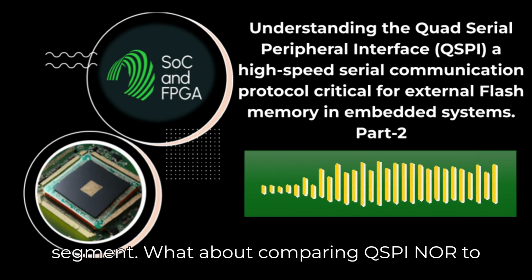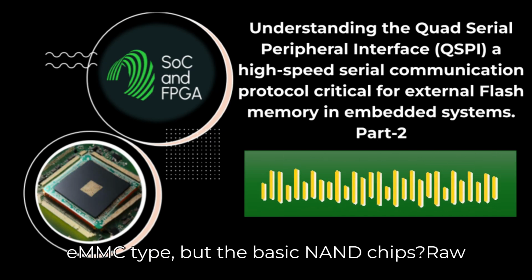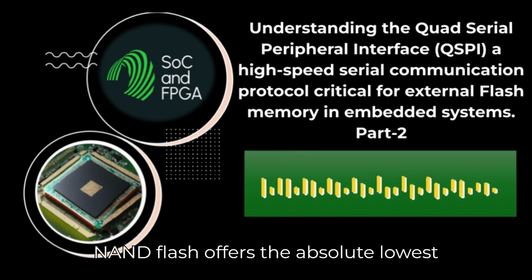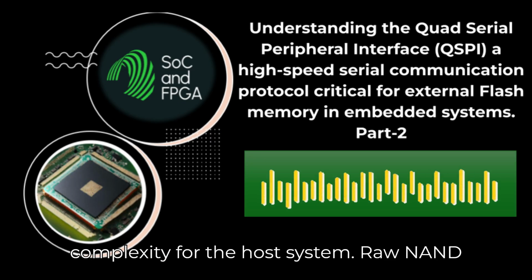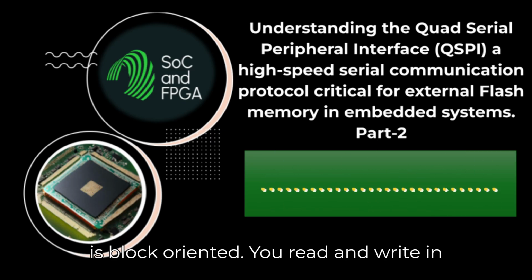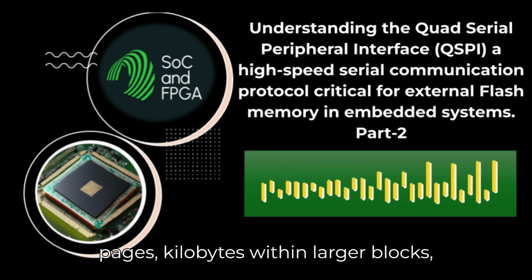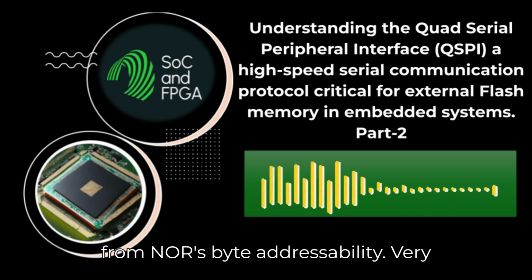What about comparing QSPI NOR to just raw NAND flash? Not the managed eMMC type, but the basic NAND chips. Raw NAND flash offers the absolute lowest cost per bit and the highest storage densities, but it comes with significant complexity for the host system. Raw NAND is block-oriented. You read and write in pages, kilobytes, within larger blocks, megabytes. You can't easily read or write individual bytes randomly. Very different from NOR's byte addressability.